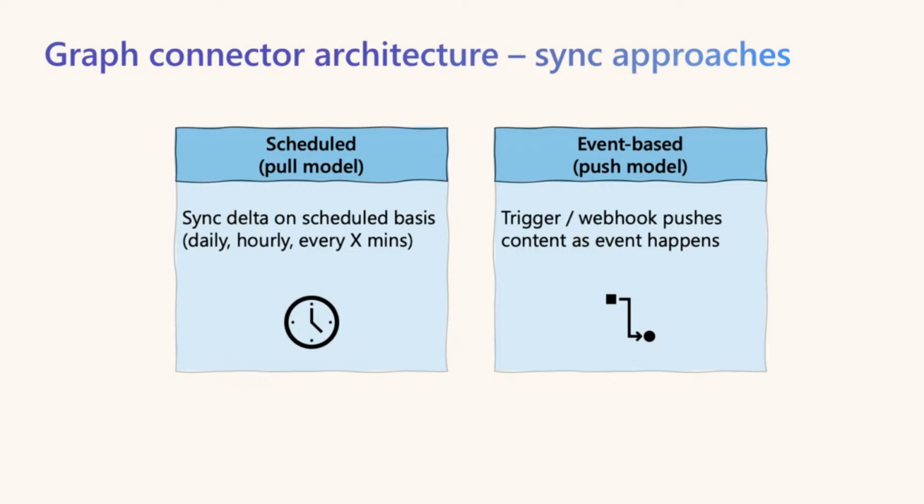This is really appropriate for content where it doesn't need to be up to date in real time. I just need to know that I have a reference to that content, and then I can deep link back to the source to get the most relevant information that's going to be real time.